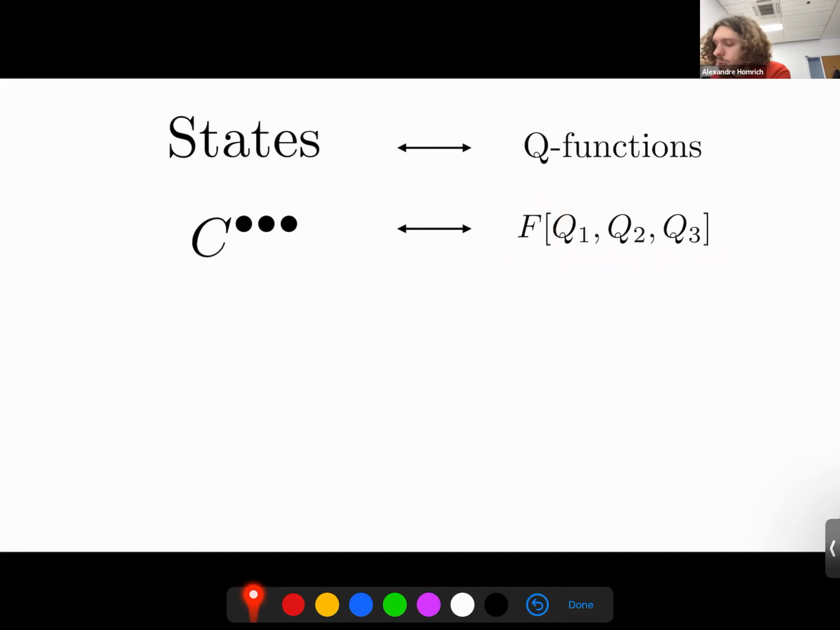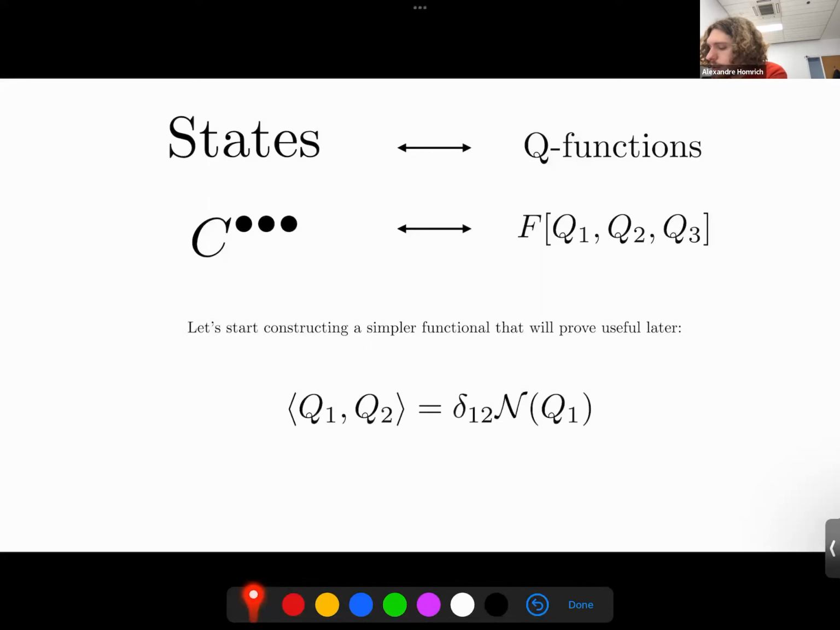Now, to start with, let's look for a simpler functional that will prove useful in the structure constant problem later, which is a bilinear that eats instead 2 Q functions. And if they describe the same state, they provide a normalization. Otherwise, they give 0. Okay?